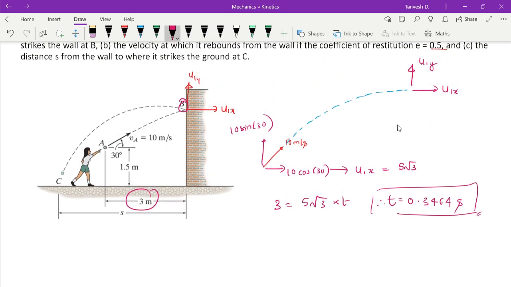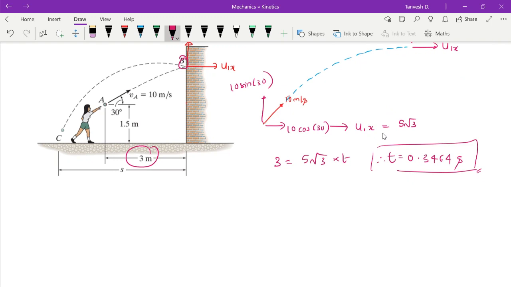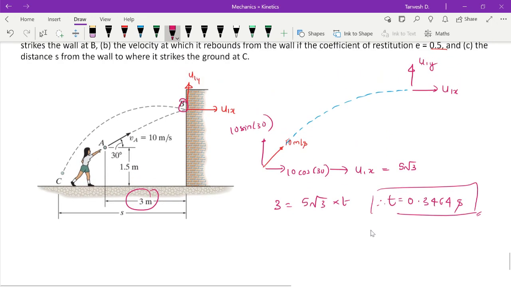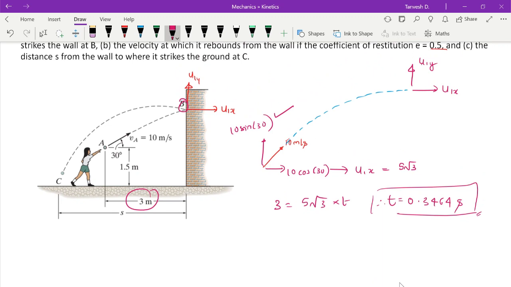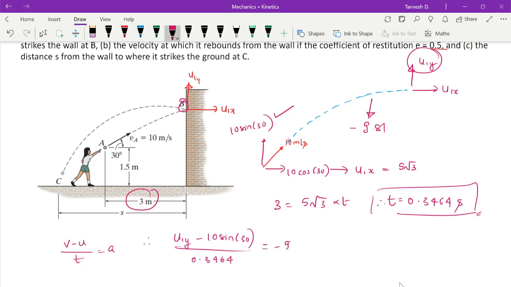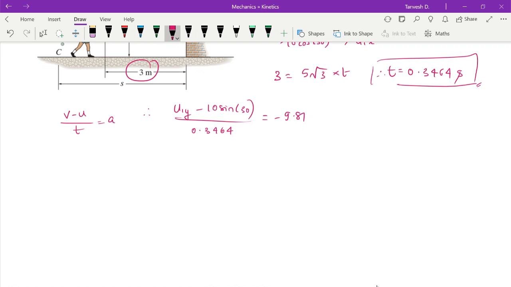Okay, we found how much t is. What we can find is the final velocity in the upward direction. So we know the initial velocity in the upward direction, it is 10 sin 30. The final velocity will be, let it be u1y. And what is the acceleration that is acting here? It is the downward acceleration, which is negative 9.81. So we can use this formula: v minus u upon t is equal to a. Therefore u1y minus the initial velocity in the y direction, 10 sin 30, upon the time taken, 0.3464, is equal to minus 9.81. Therefore you will get u1y is equal to 1.6018 meters per second.